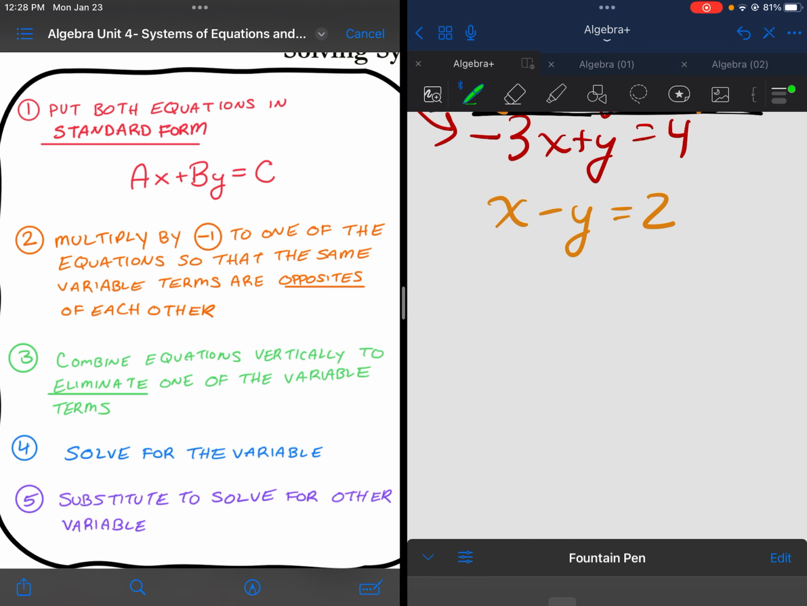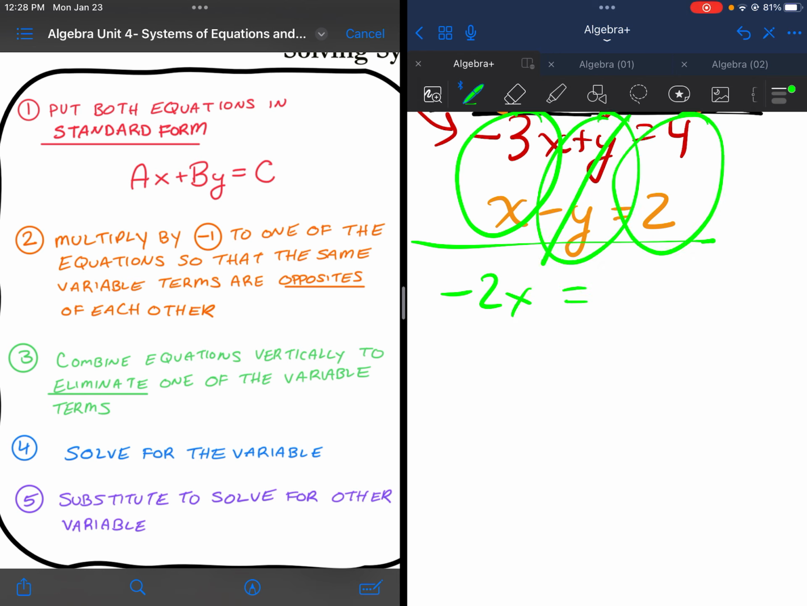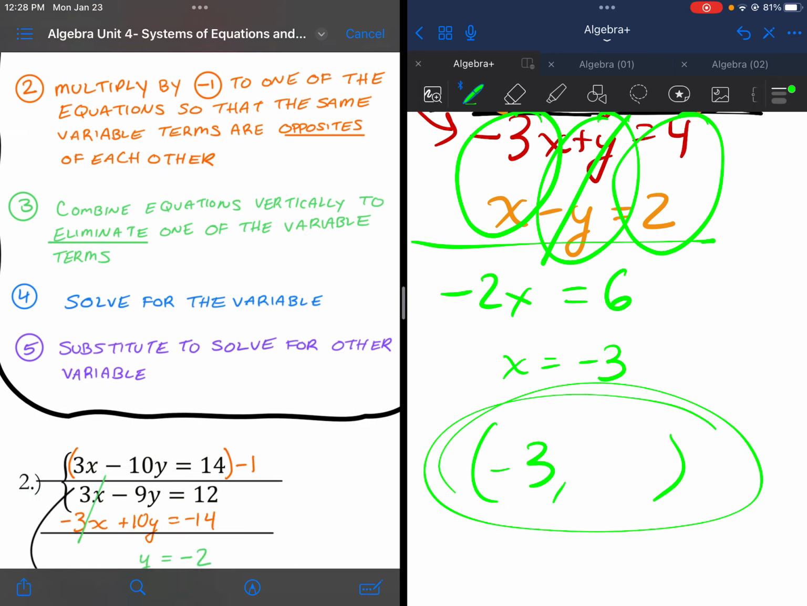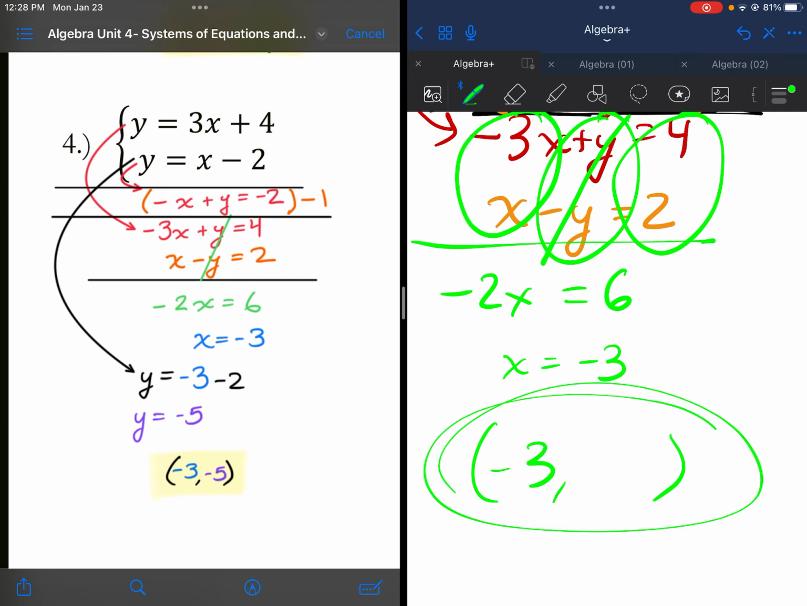Now I can combine up and down. A -3x and a positive x gives me a -2x. A positive y and a negative y, they cancel out. A +4 and a 2 give me a +6. So I'm going to divide both sides by -2, and I get x equals -3. I have the first part. I still need to find the second part. So when you actually solve this, you're going to get (-3, -5).